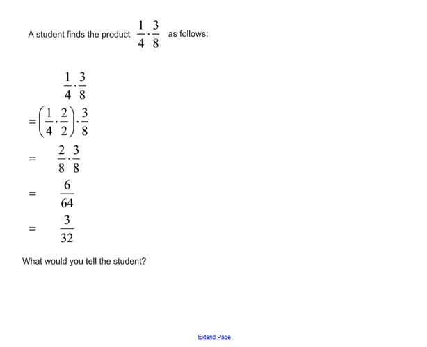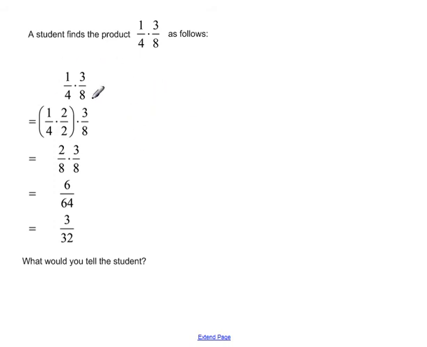A student finds the product 1/4 times 3/8 as follows. And so here we're seeing the process that the student did to find that product. And we're being asked to come up with something to tell the student, which makes me think that there's probably something going on here that maybe the student shouldn't be doing. So let's take a look at what the student has done.